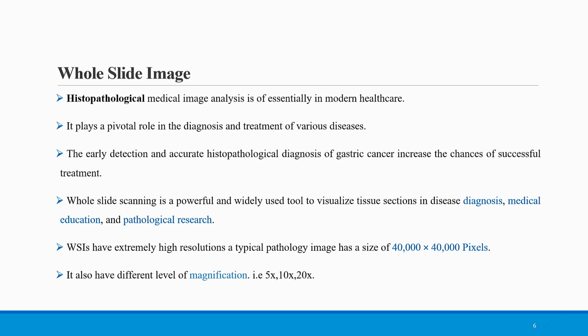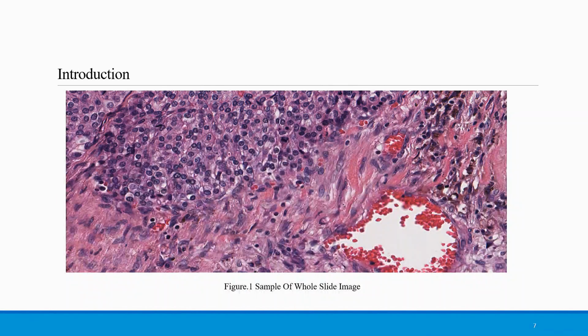Whole slide scanning is a powerful and widely used tool to visualize tissue sections in disease diagnosis, medical education, and pathological research. Whole slides have extremely high resolution. A typical pathology image has a size of 40,000 by 40,000 pixels. It also has different levels of magnification, like 5x, 10x, 20x, 40x. As we go to a higher magnification level, we can go more in depth about the tumor area, or see more detail of those specific cancerous areas. Here is just a sample of a whole slide image.